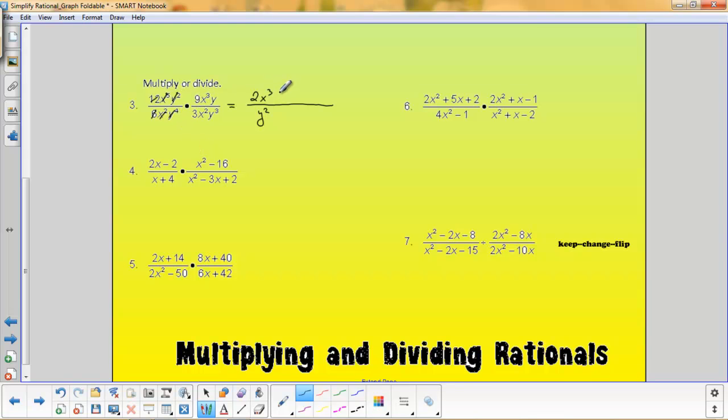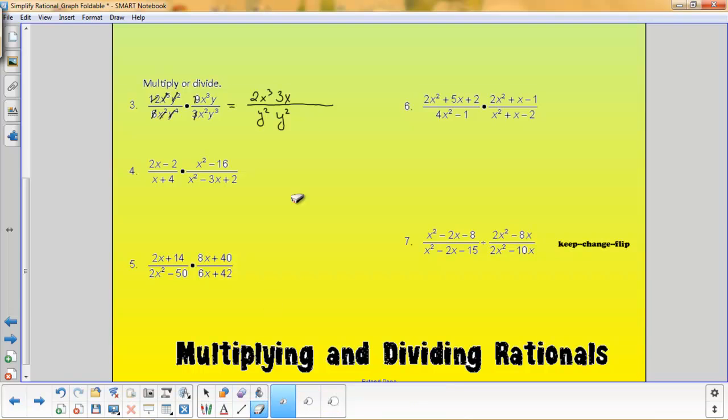9 and 3 reduces to 3. Cross those off. This subtracts to make x, more x's on top. This subtracts to make y squared, more y's on the bottom. Now I've got one more step to take here.